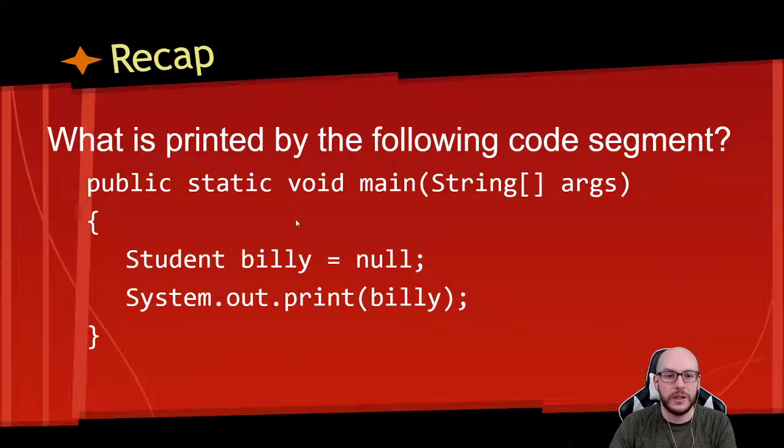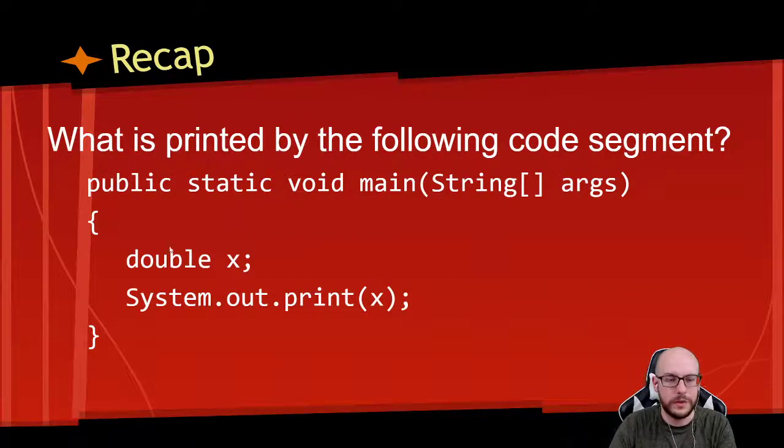What is printed by the following code segment? Here I have a main method header. We say that student Billy is null, and I want to know what is Billy. Oh, we're going to get a null value out of that. We're seeing that student, this is an object, is pointing at null. Cool. I create double X. Keep in mind, context matters. We're in the main method.